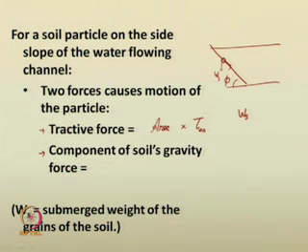So, you can easily suggest that the component of the soil's gravity force in this direction, I can write now as submerged weight W s into the component in this direction, so sin phi. Where W s is given as the submerged weight of the grains of the soil, one can easily determine it based on the grain density, grain diameter and all. You can now evaluate the component that can cause the sliding of that particle along the slope.